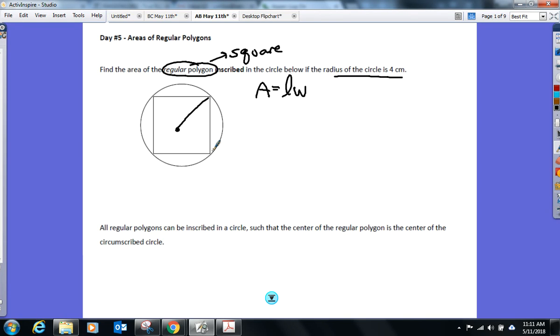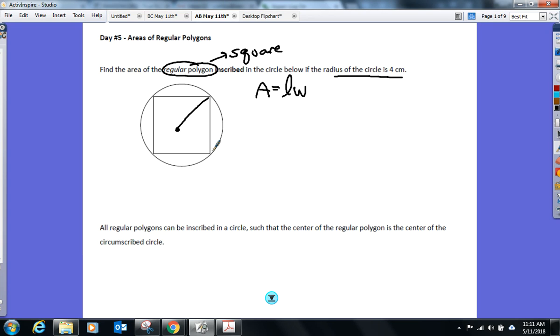Everybody, this is also the radius of the square. You can have a radius in other figures other than a circle. Okay, from the center to a vertex of any polygon is called the radius of that polygon. Get used to that because we're going to be drawing a lot of them today into these polygons.